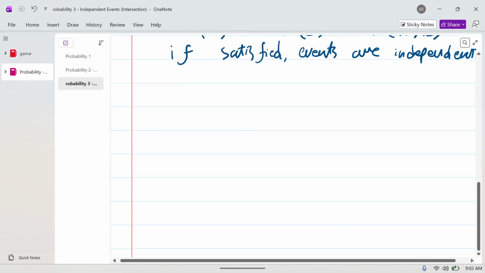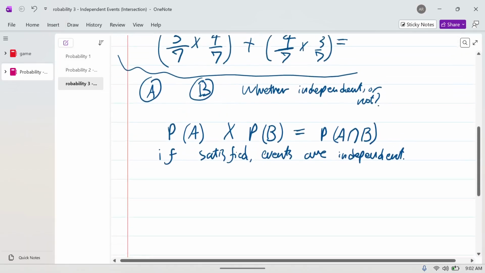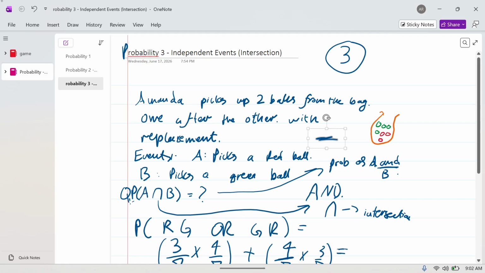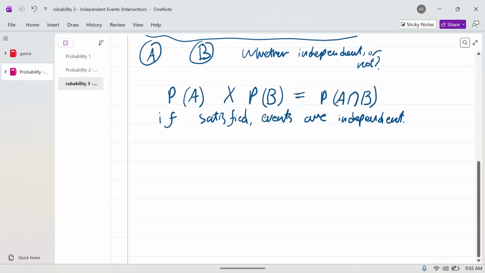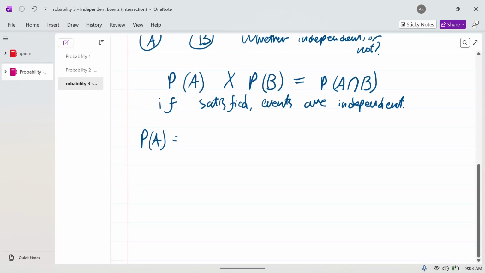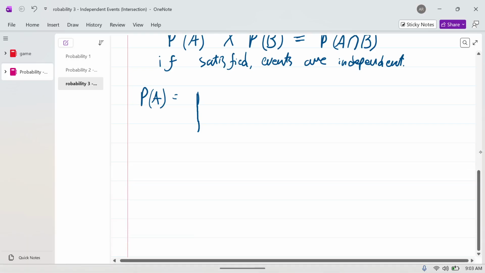We need to check whether these two events, event A and event B, are independent or not. How are we going to do it? Look, event A is what? Well, obviously, first we would have to find the individual probabilities for events A and B, right? No. Event A is that she is picking up two balls. It must have a red in it, right? So the two scenarios would be either, I'm so sorry.